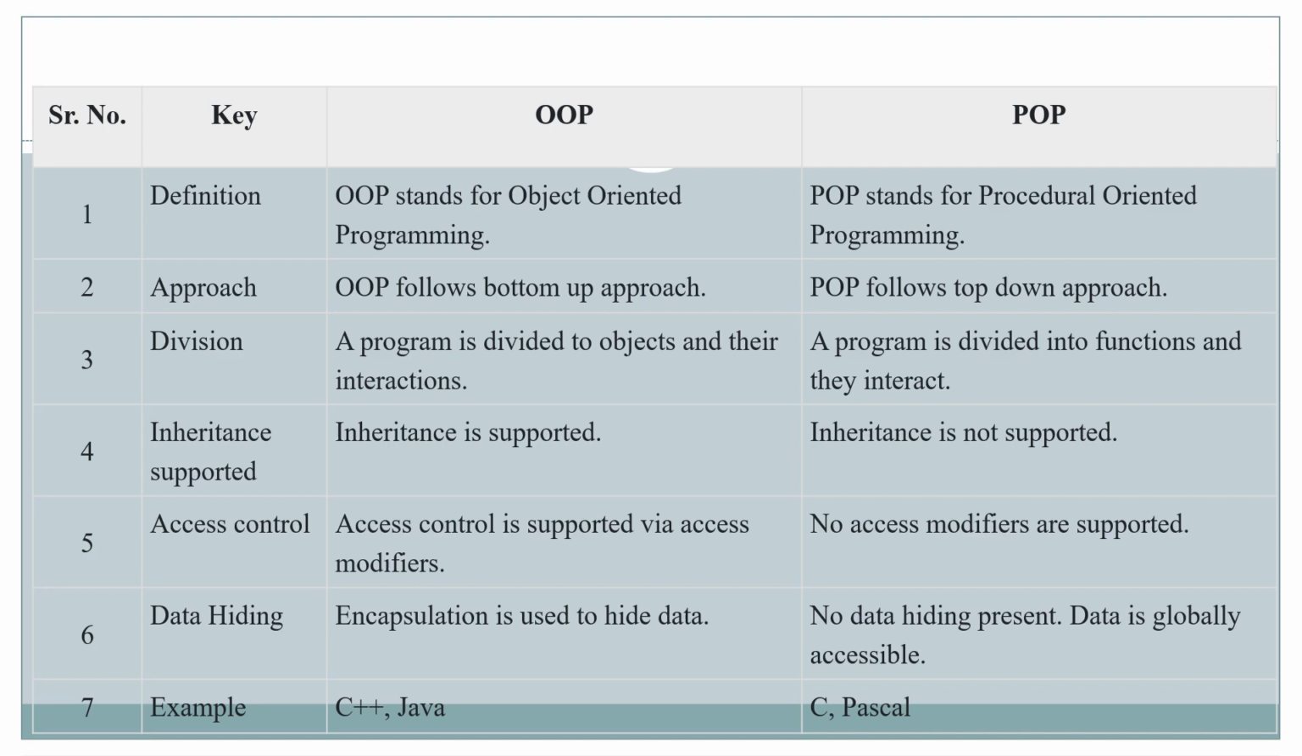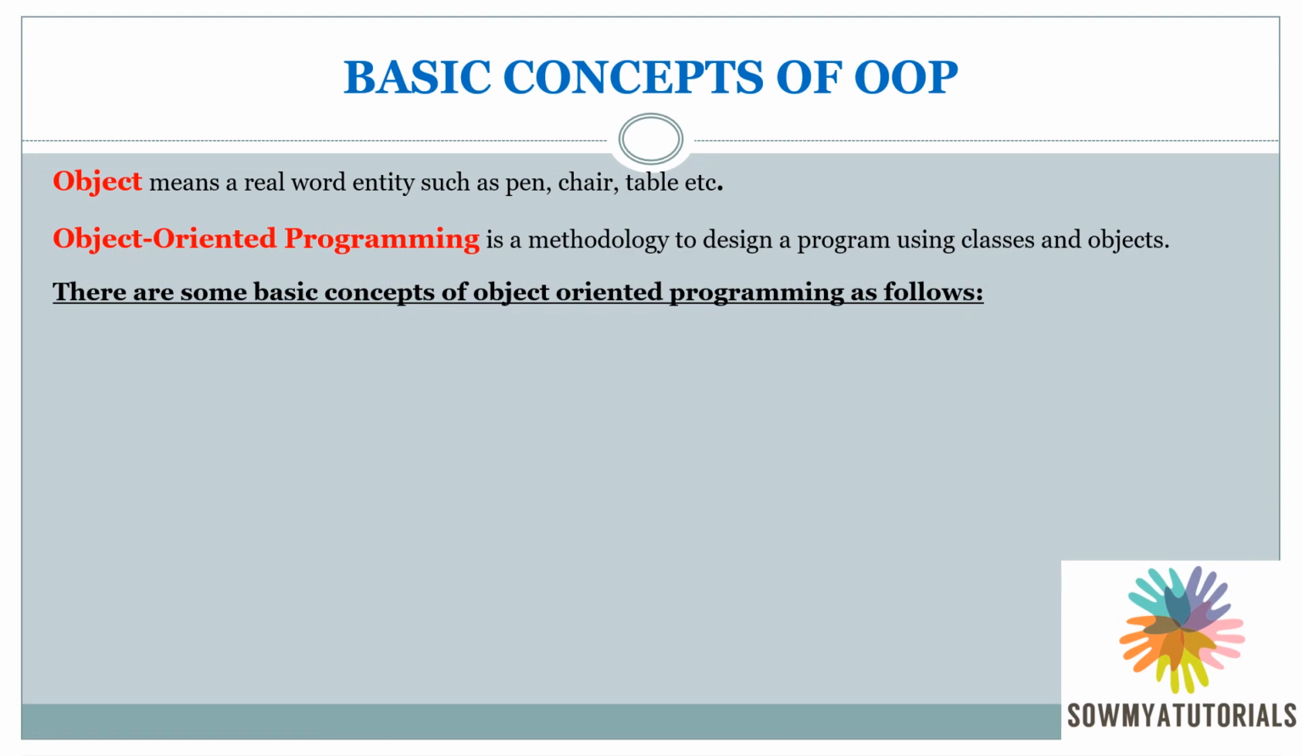Then we move on to the next slide. Basic concepts of object oriented programming. So first of all, what is an object? An object is a real world entity. So what is a real world entity? Either we can see a pen or chair or table or a student or anything else. All that we can call a real world entity. So entity means any thing. So things such as a pen, chair, table, etc. All that we can call an object.